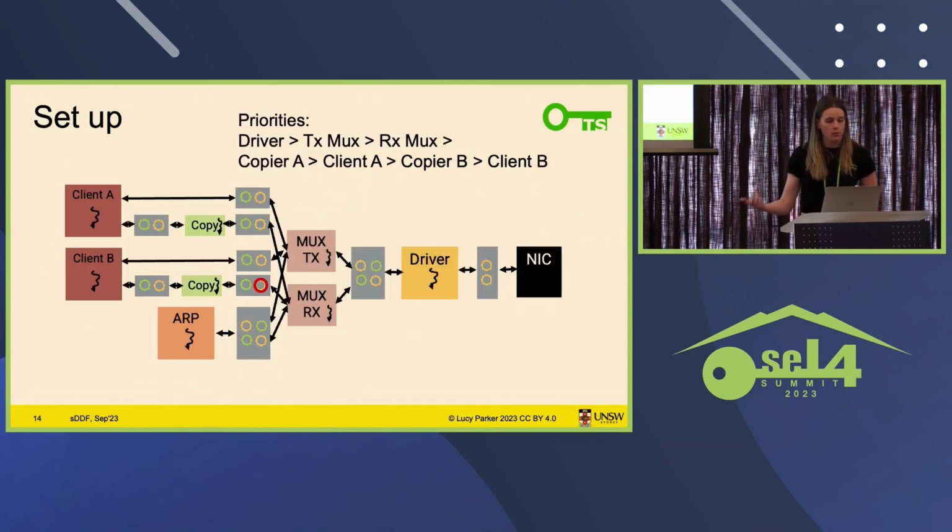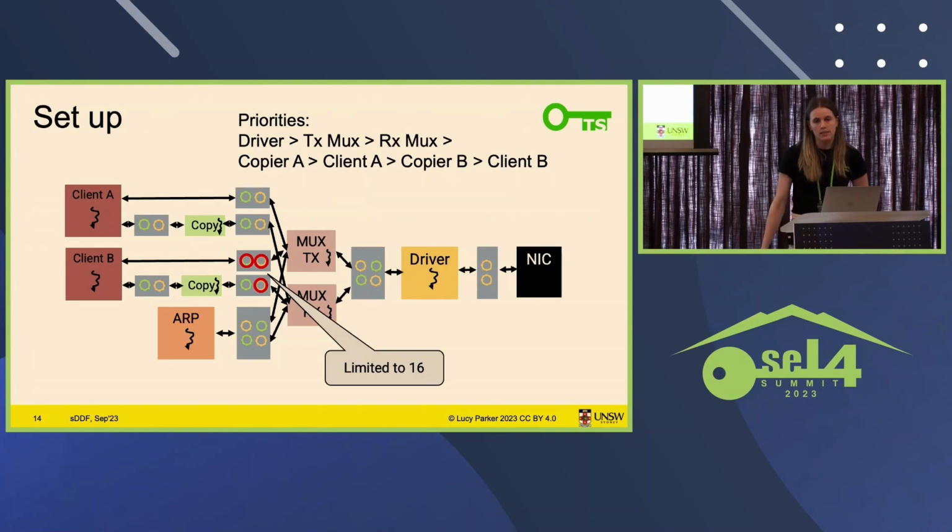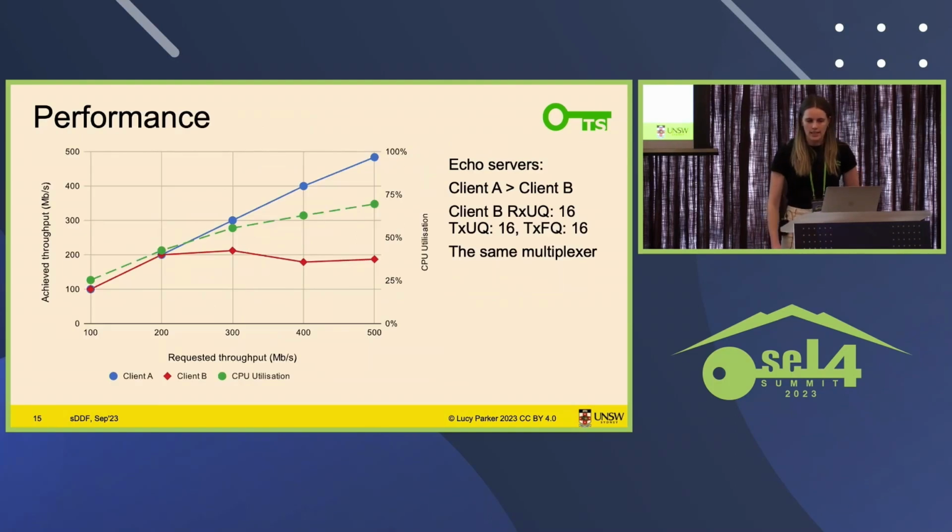So can we limit throughput even further? The same benchmark again, but I also limited the transmit queues to just 16 as well. And you can see that now client B is stuck at around 200 megabits per second. CPU load is even lower. So you can see that without implementing any explicit policy in code, we've actually implemented a policy on the system by just manipulating the queue sizes.